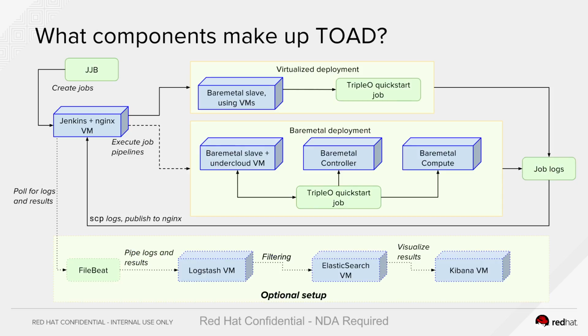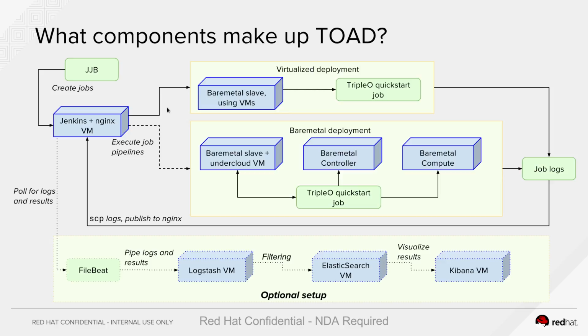So what are some of the components that make up Toad? Primarily, we start here at creating the jobs with Jenkins Job Builder. That's where all the magic happens. We really just define our jobs using JJB and some templates, and that's what gets pushed into our Jenkins master, which is fronted with Nginx. And then from there, when you trigger a job, you have one of two paths, really. You have a virtualized deployment or a bare metal deployment. And really, they're quite similar.